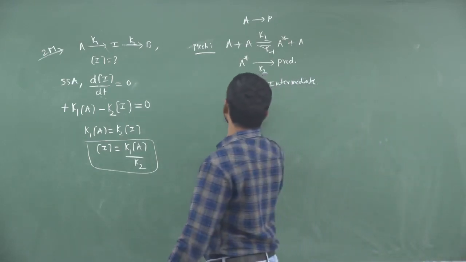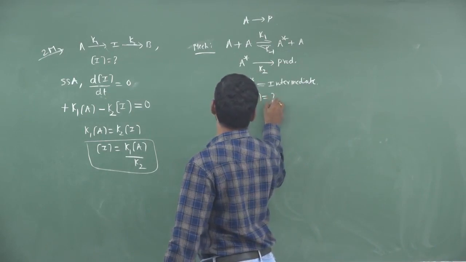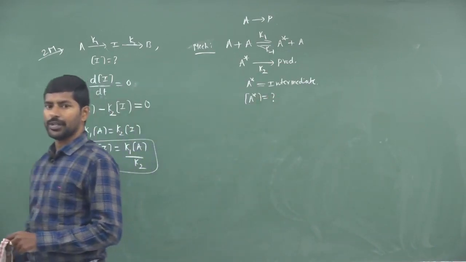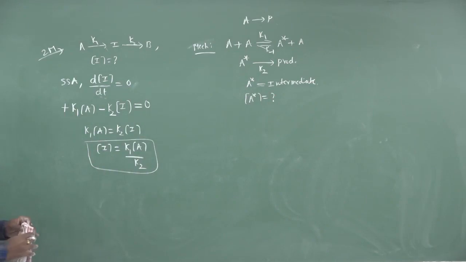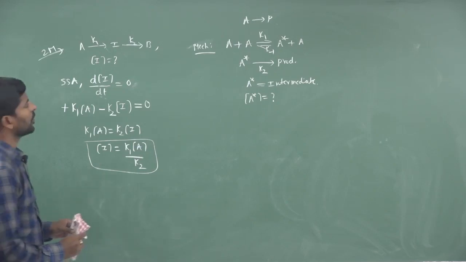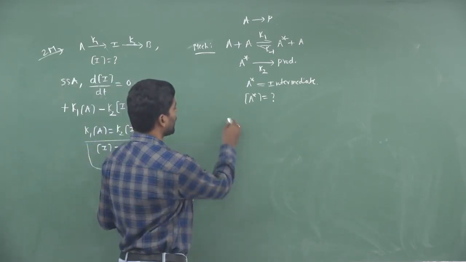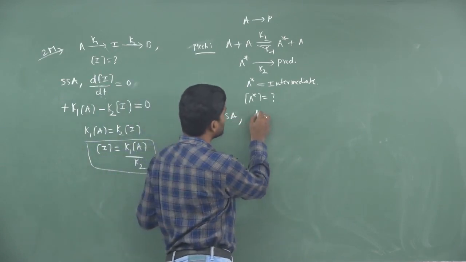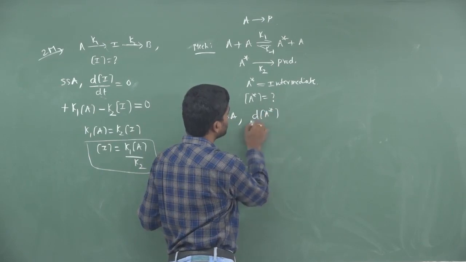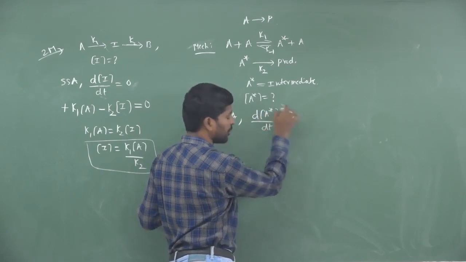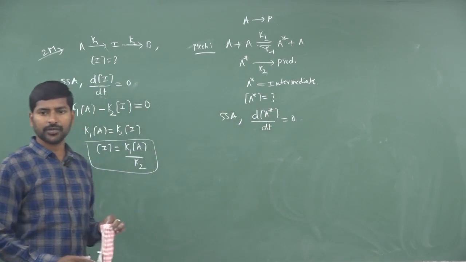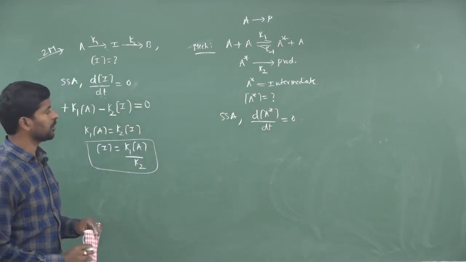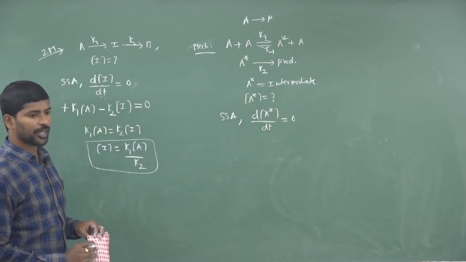Then what is the concentration of A star? What is the expression for the concentration of A star according to steady state approximation? Now, according to steady state approximation, what do we have? The change in the concentration of intermediate with time is equal to 0. The change in the concentration of A star with time is equal to 0.